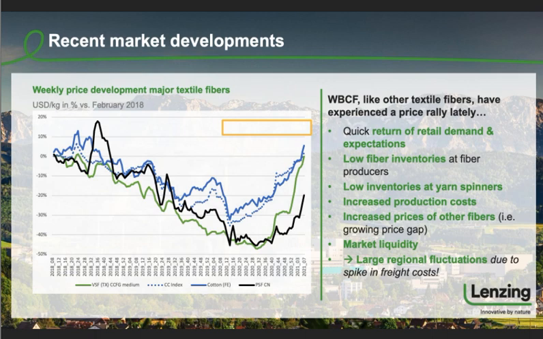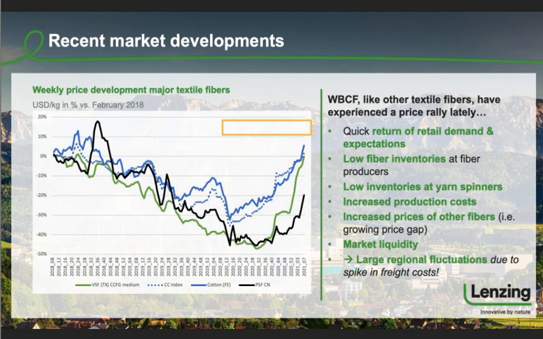Why? What is our explanation? Why did that happen? On the one hand, the demand has come back relatively fast from retail. We always have to consider a time lag as a raw material producer. So any fiber that we sell at the moment will reach retail in months from now. So we can understand a bit what the expectations are at the moment. And from what we see, the expectations are high, especially for wood-based cellulose fibers. Most or all of our fibers are back to pre-crisis levels. So we have recovered also our sales.